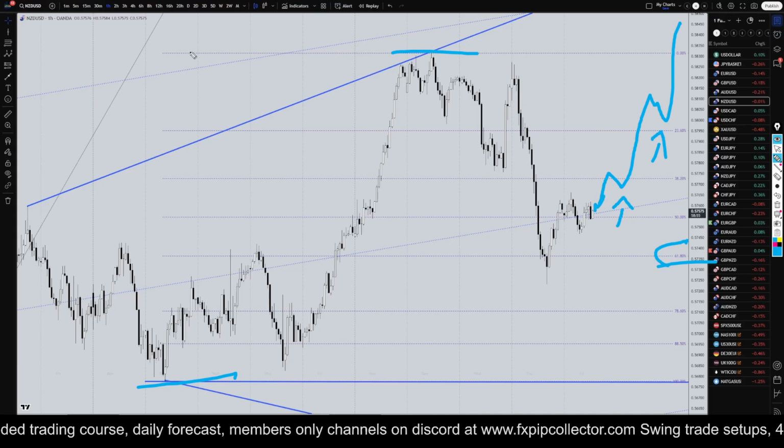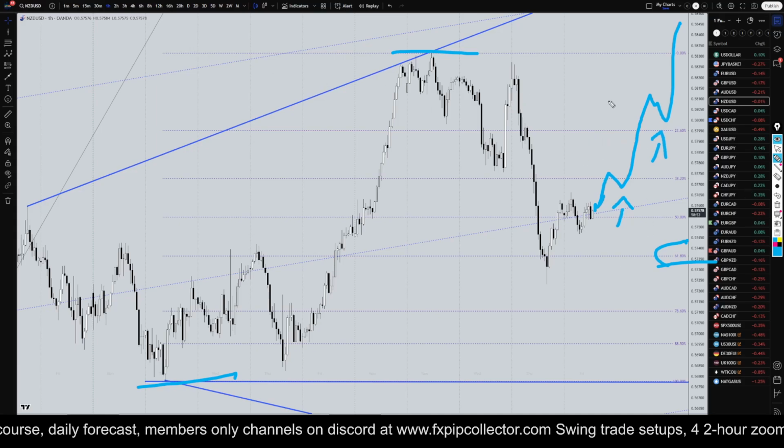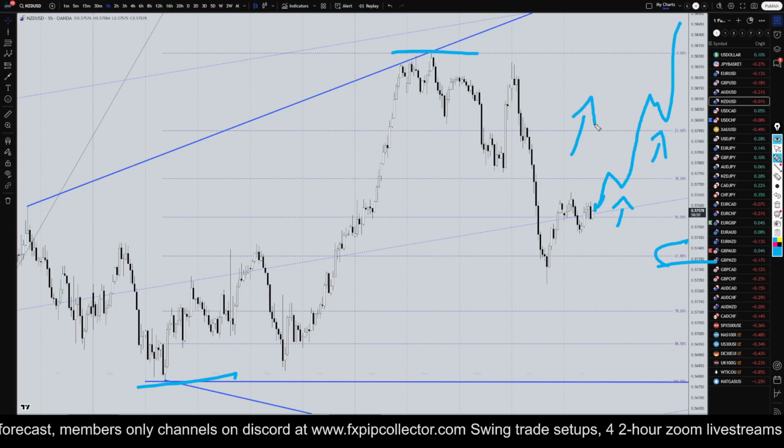I'm definitely very, very bullish on all the dollar pairs, and I still think there's a very good likelihood that this will continue the uptrend. Whether or not it's going to do it today is a different question.